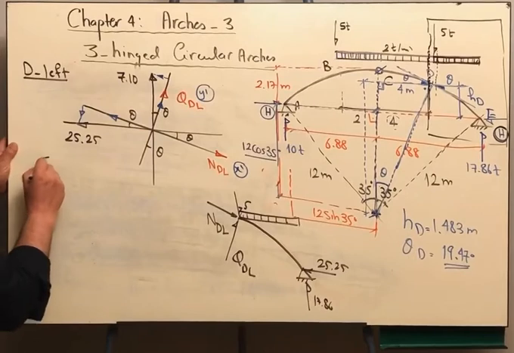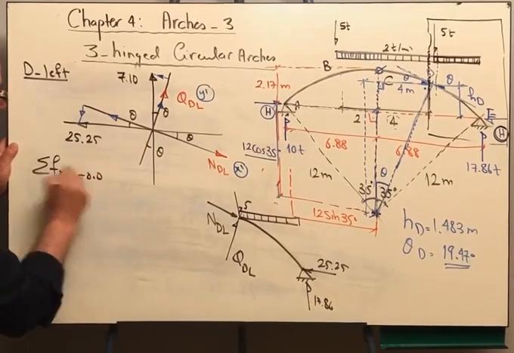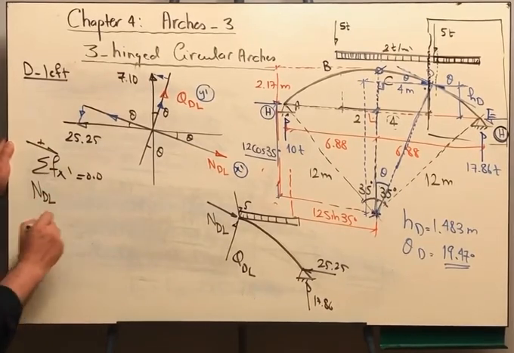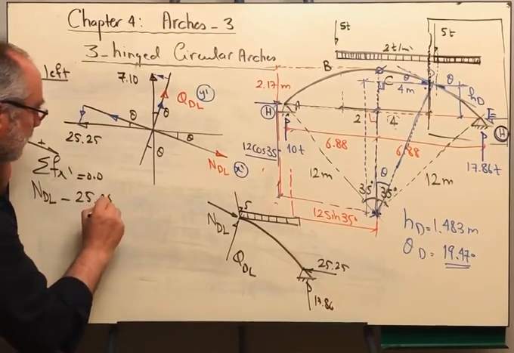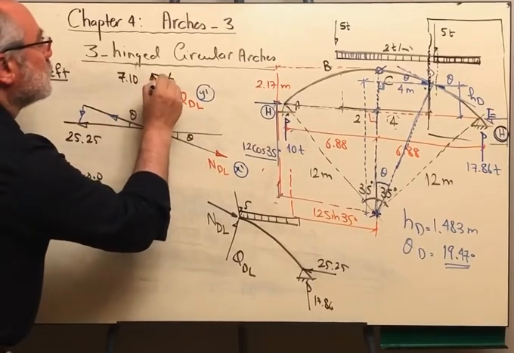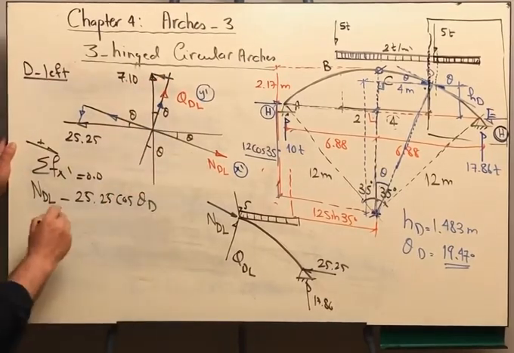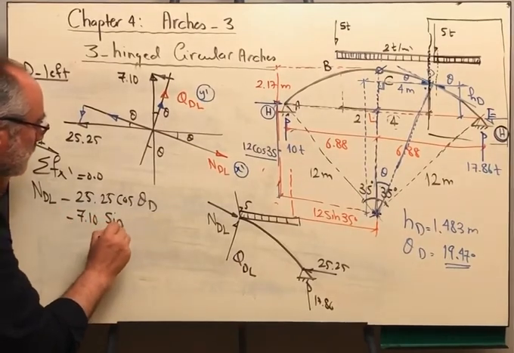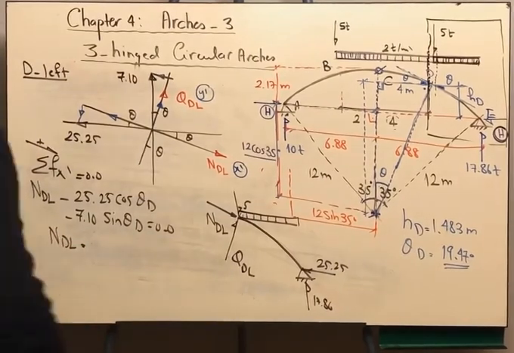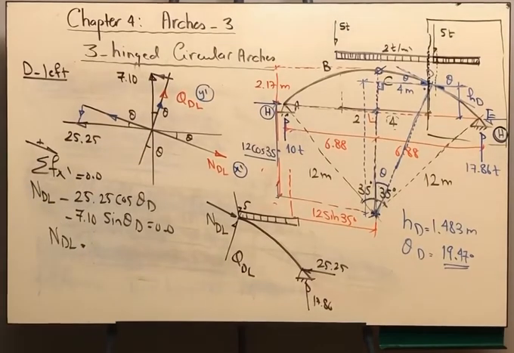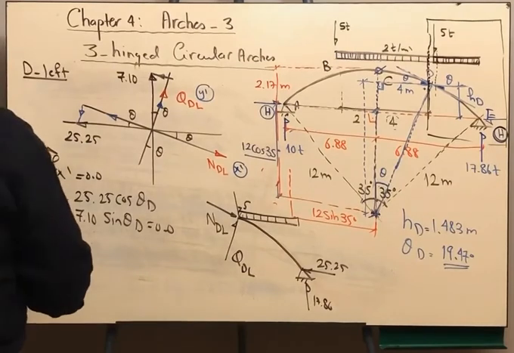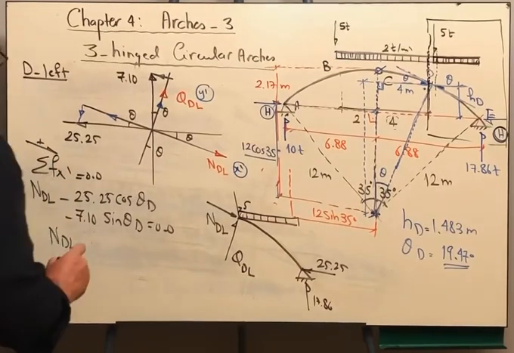So we are having sigma Fx prime is equal to 0, and this is the positive direction. So N_D left minus 25.25 cosine theta_D, and this force is also opposite to the positive direction. So minus 7.1 sine theta_D is equal to 0. From there, normal force at point D left will be 26.14.